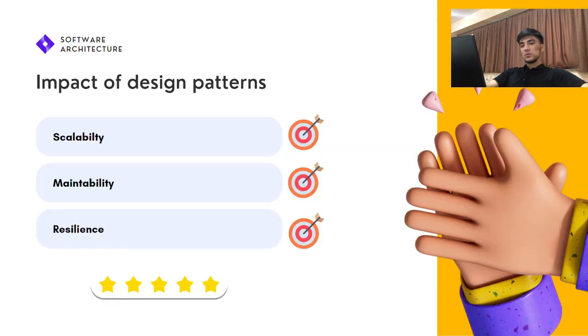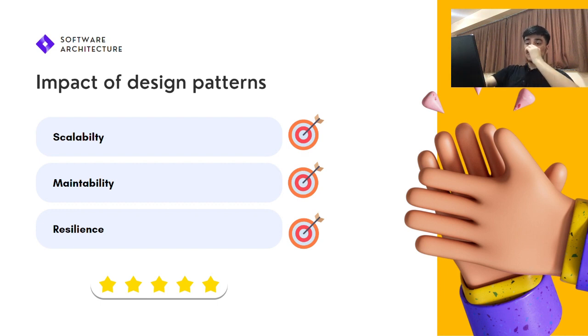So now we're going to explore how design patterns affect our software system in three key areas: scalability, resilience, and maintainability. We'll take a closer look at how these patterns influence the system's ability to handle growth, recover from failures, and remain easy to manage over time. So we'll start with the service registry pattern.